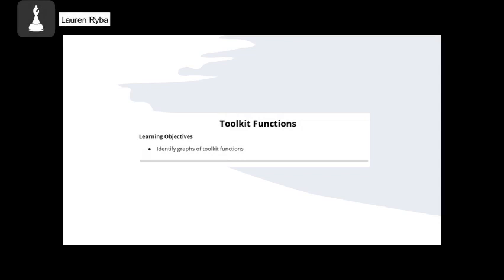The next set of graphs are called toolkit functions. These are your lines, your parabolas, and your cubes. So your x graphs, your x squared graphs, and your x cubed graphs. You can, again, use a scientific calculator, or we can just plot some points and graph them.